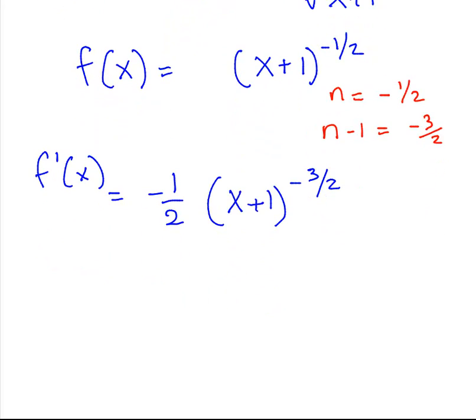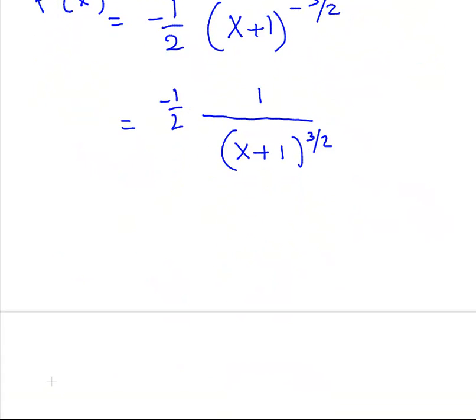What we can do is rearrange that. For example, x plus 1 to the power of minus 3 over 2 is equal to 1 over x plus 1 to the power of 3 over 2, with the minus 1/2 there. Really, there's nothing much you can do with that 3 over 2 in this instance. So essentially you simplify the expression and say that is equal to minus 1 over 2 times x plus 1 to the power of 3 over 2.